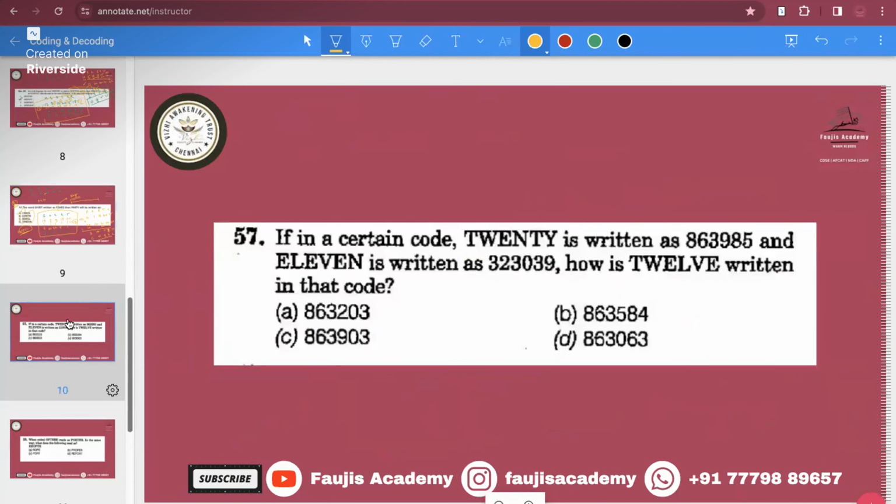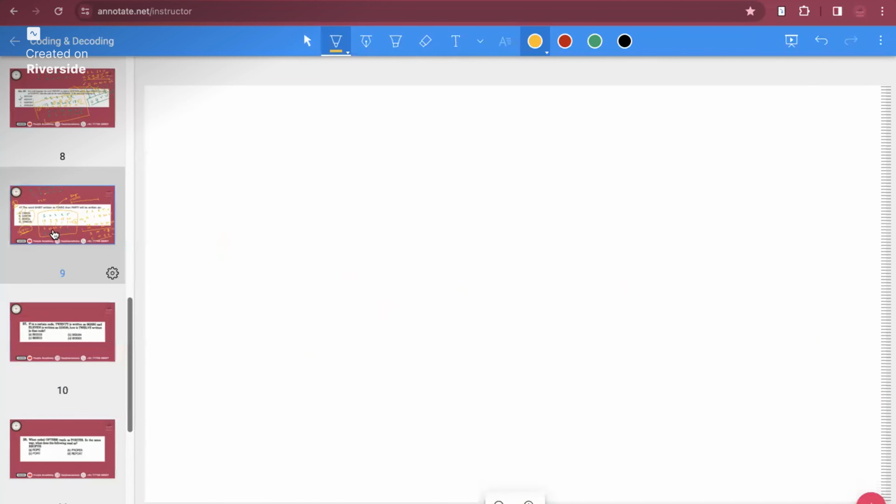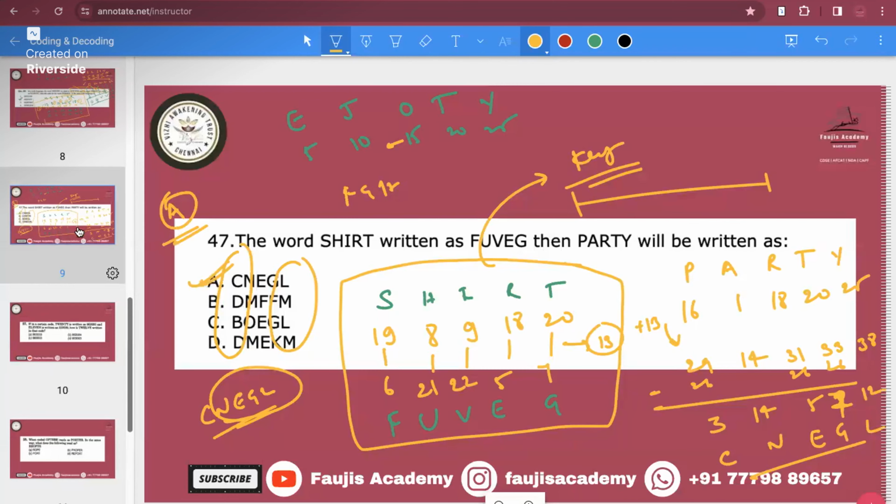Thank you so much, sir. I just want to say something about that previous question. Once we found out how the key works, we can also see that similar letters appear in both words. In the shirt there is RT, and in the party also RT. So we can directly eliminate some options, sir. It will be quick to solve.